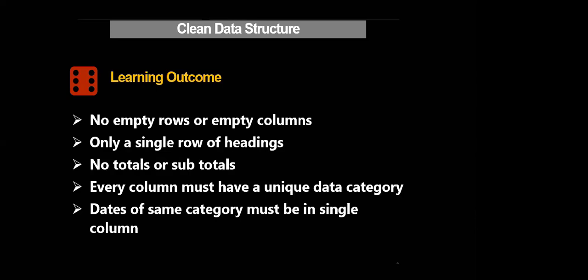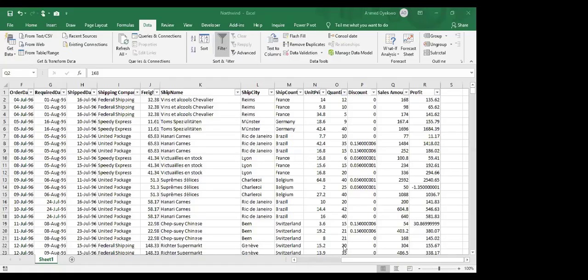Then you need to ensure that every column must have a unique data category. And finally, all dates of the same category must be in a single column. So I'm going to go over to Excel now to try and show you some of these things. If you have data that looks like this, then I call you lucky, because this data has met all the conditions for what we call a clean data structure.